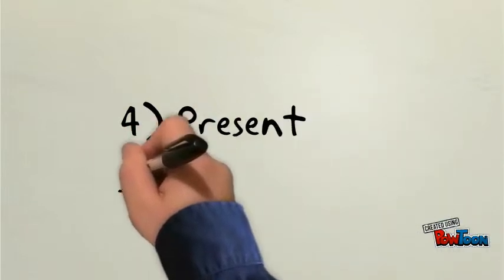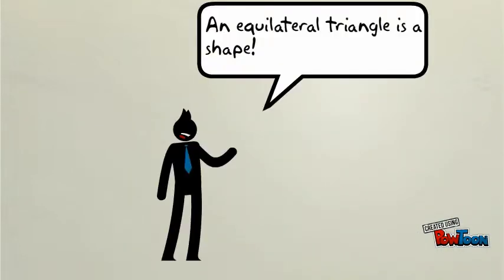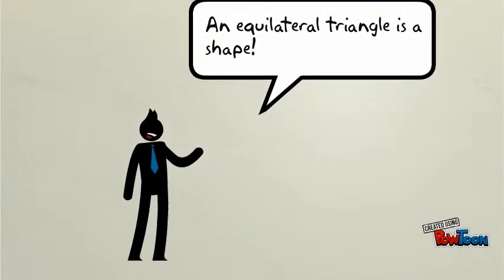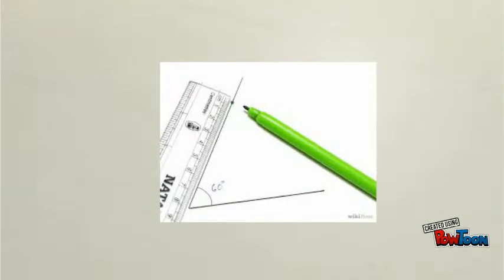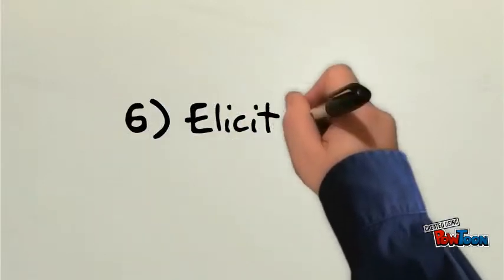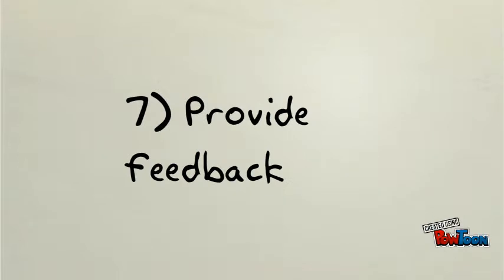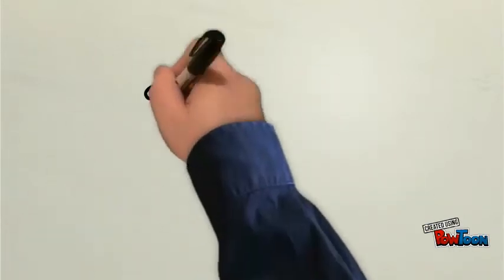Fourth, we need to present stimulus, for example, by giving the definition of an equilateral triangle. Fifth, we need to guide learning by showing examples of how to create the triangle. Sixth, we need to elicit performance by asking students to create 5 different examples of triangles. Seventh, we need to provide feedback. We need to provide immediate feedback of students' performance to assess and facilitate learning.